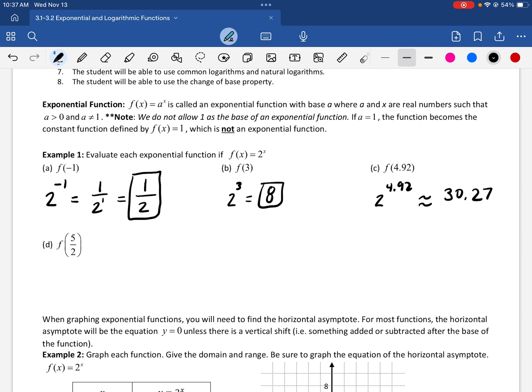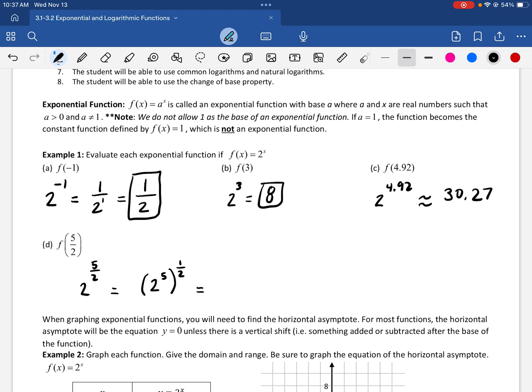Now the trickiest one of the bunch here is letter D. This is going to be 2 to the 5/2. So here we're going to have to use a couple of our exponent rules. So first thing I'm going to use is the power rule in reverse. I'm going to separate this into 2 to the 5th raised to the 1/2. So I just separated that 5/2 into 2 to the 5th and then to the 1/2.